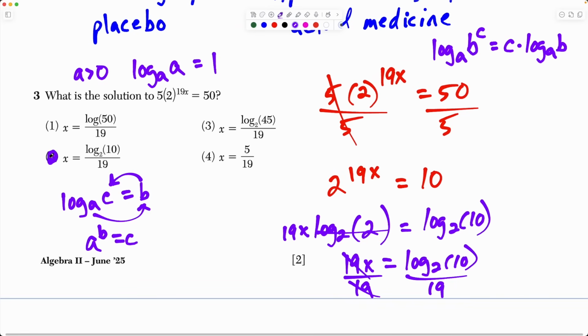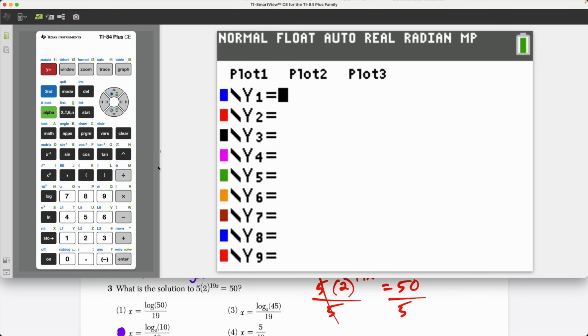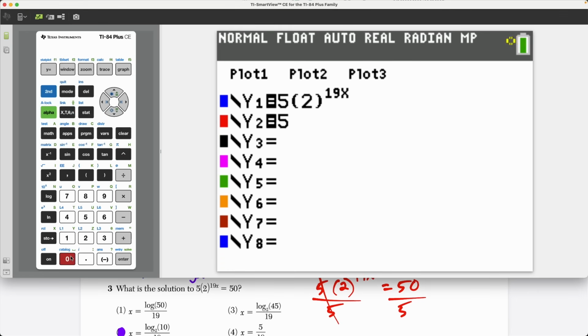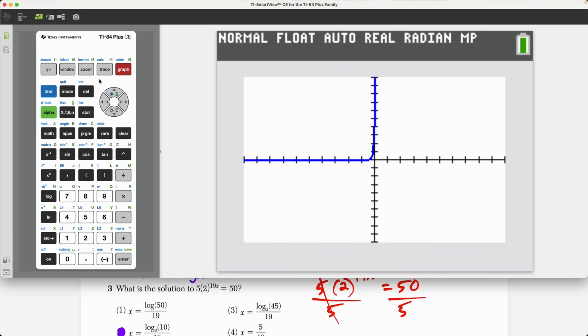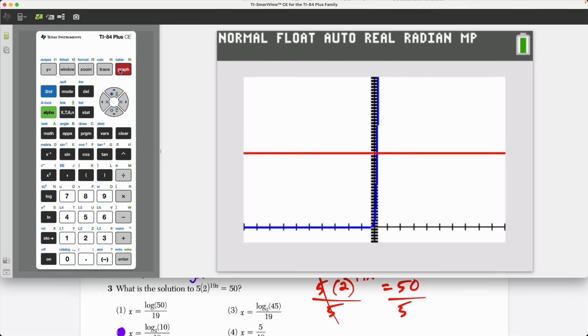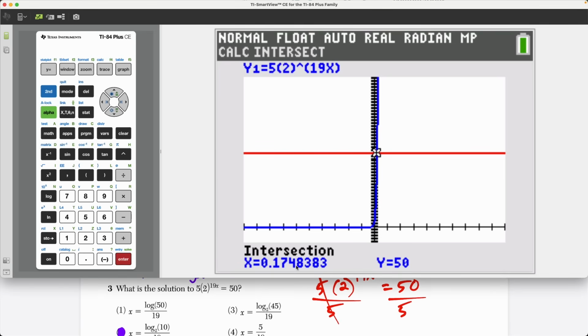So algebraically, this would be the way to get to the answer, and our answer to 3 is going to be choice 2. Now, another thing we could do here is go to y equals and type in the left side of the equation, 5 times parentheses 2 to the 19x power, and type in the right side of the equation on the other side, 50. But now if I press graph, I'm not going to be able to see anything, because my graph has to be able to go up to y equals 50. So I'm going to make my y maximum, let's say, 100. Now I press graph and I can see this point of intersection. So I press second trace, number 5, and go to the neighborhood here. Maybe I press down to go onto the red line. I get in the neighborhood, I press enter 3 times, and I get this decimal value here.